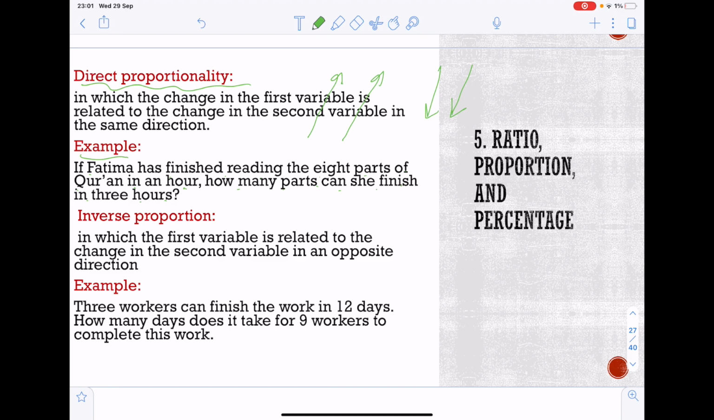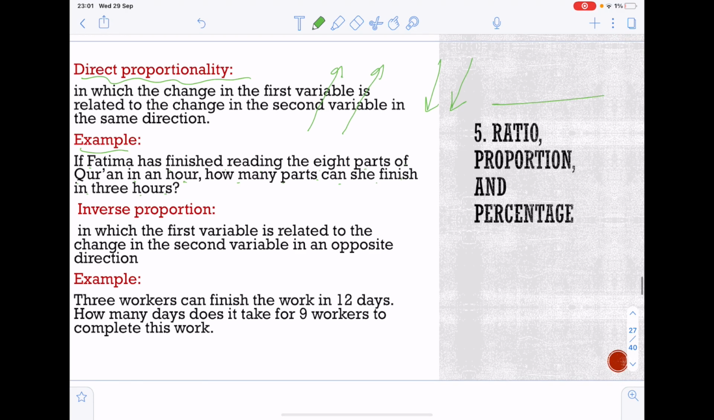Okay, so you can write this in this form here. Finished 8 parts in 1 hour. So 8 in 1 hour. So how many parts can she finish in 3 hours? How many parts in 3 hours? So we can just cross multiply. So 8 times 3 over 1 equals my x. So x equals 24.